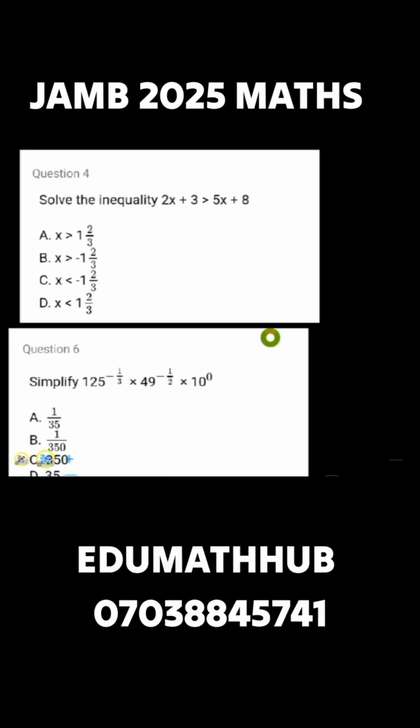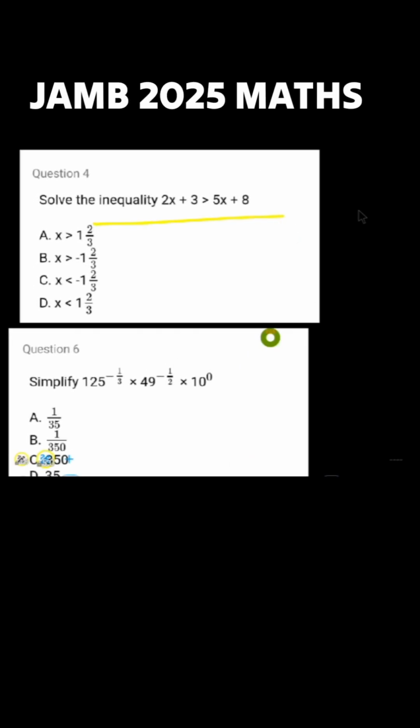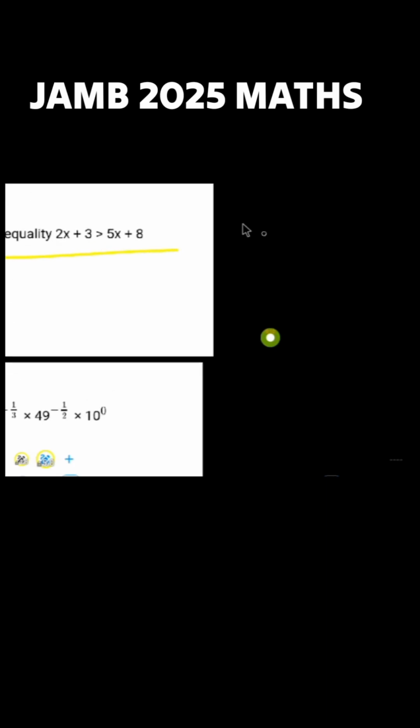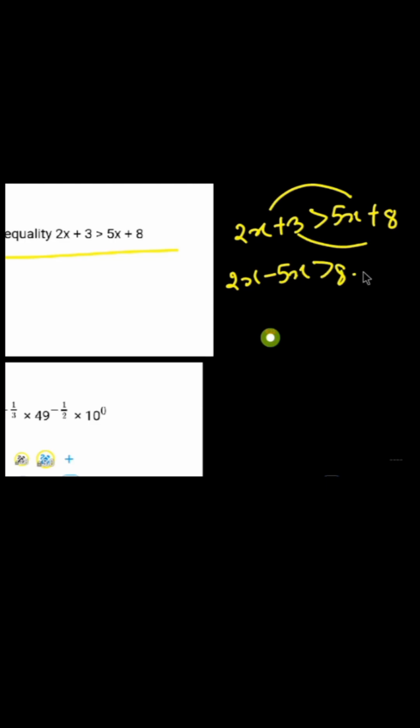So we have the first question here, which says solve the inequality. Then you have these options here. So the first thing to do is just rewrite this. You have 2x plus 3 greater than 5x plus 8. So I'm going to bring this 5x here. That will give you 2x minus 5x greater than, I'm going to bring this 3 here. That will give you 8 minus 3.